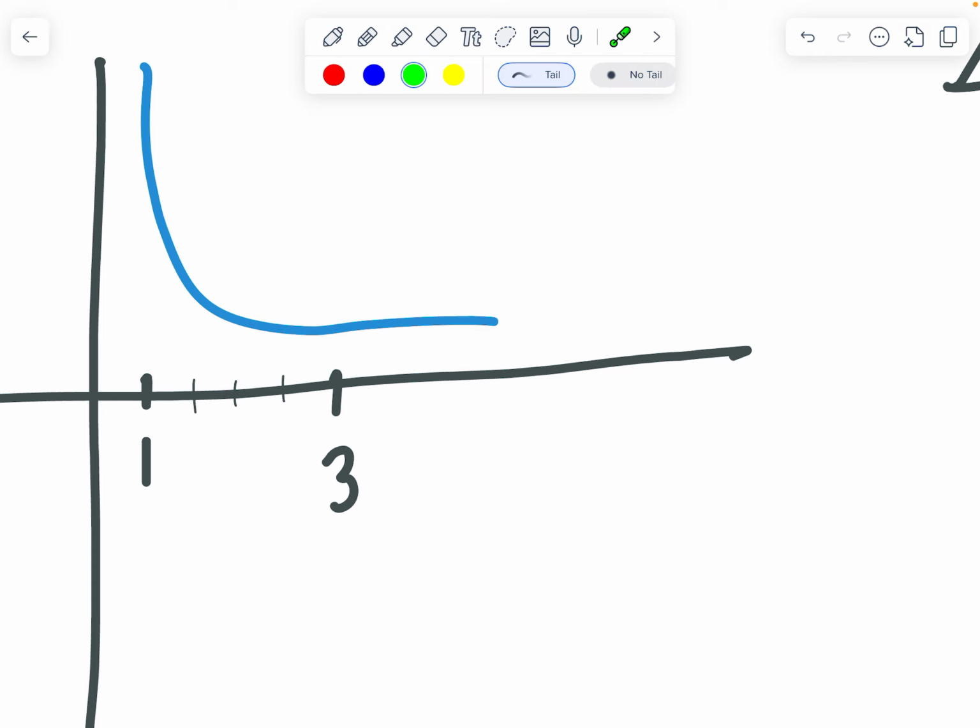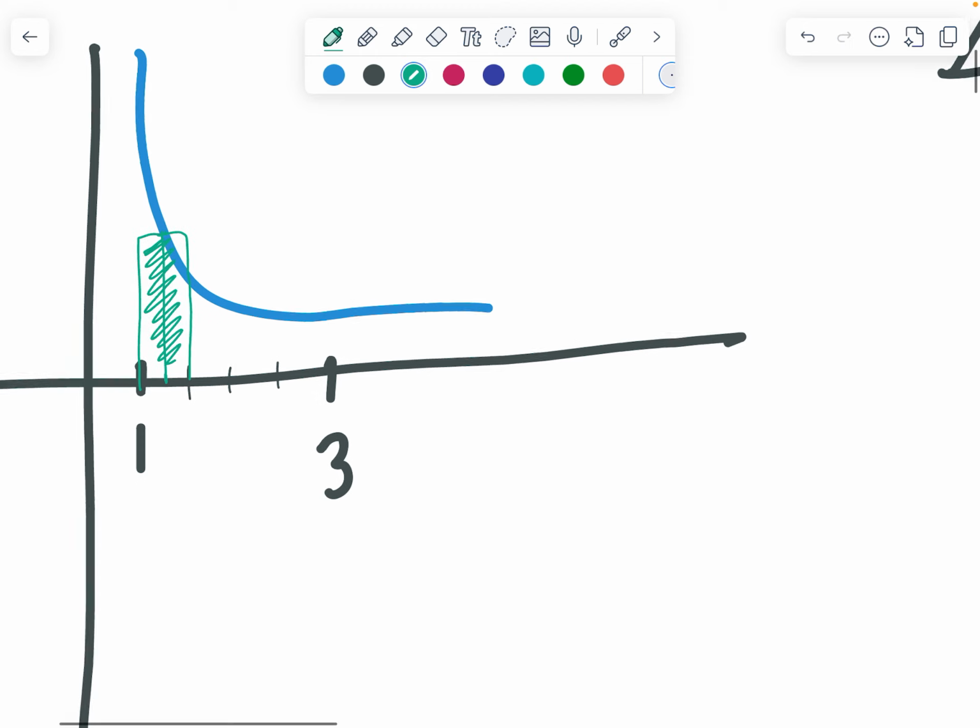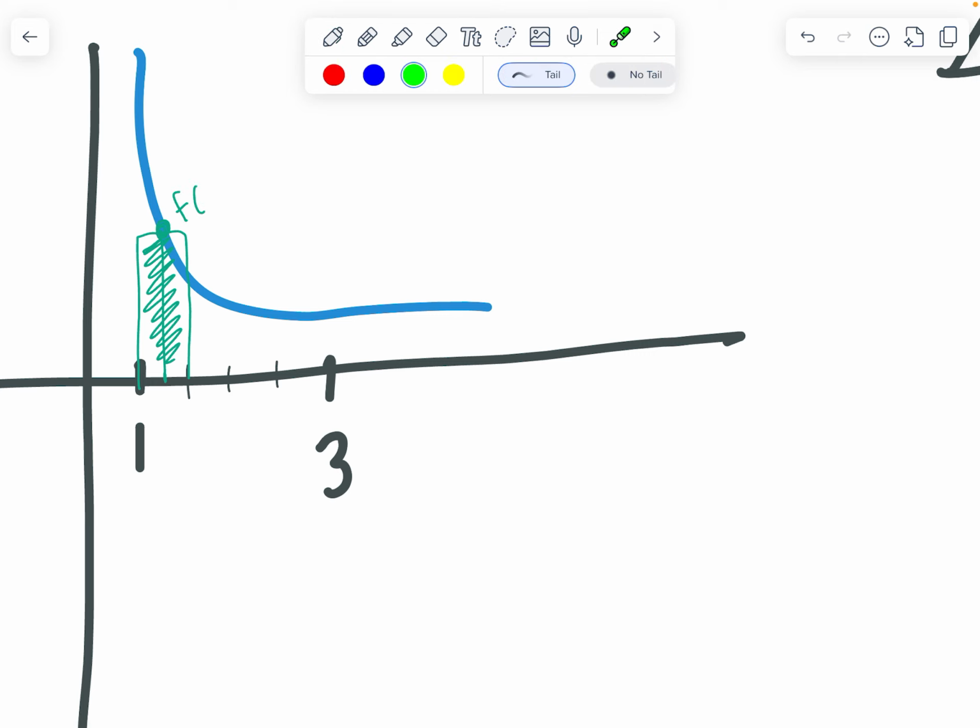So for example, here's my first rectangle. The midpoint is the middle point of the width. So I'll make a mark right here. And then I will pull up from the middle, and then I will make my rectangle that way. So this is what my rectangle is going to end up looking like. And then this point right here is f of, so this would be f of 1.5, f of 2, f of 2.5. So this is actually f of 1.25.